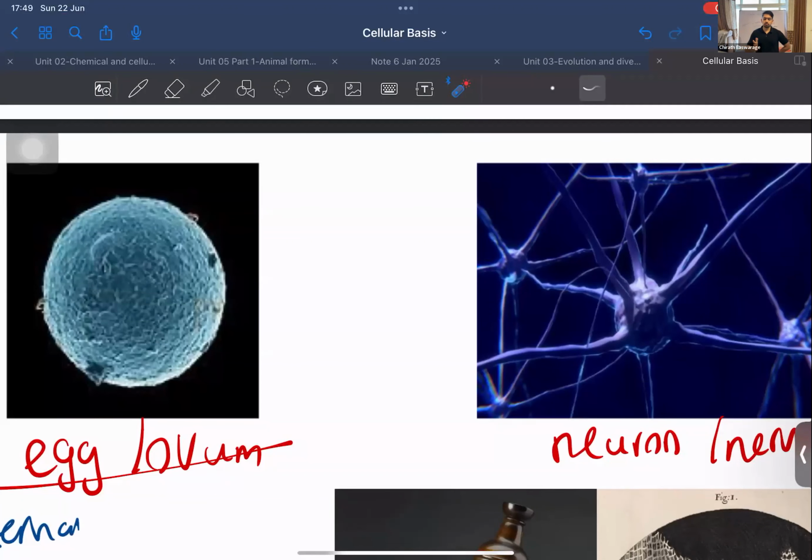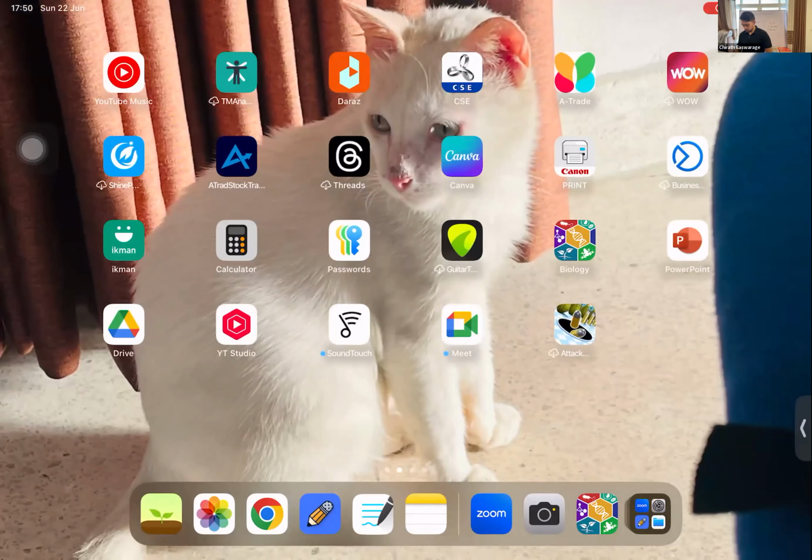They won't be regenerated. For example, if you cut the skin of your finger, new skin will originate, right? If you cut your hair, the hair will grow back. But the neurons are not able to do that, right? Because they are not able to divide. And also, what did I mean when we are saying they are the longest cells?